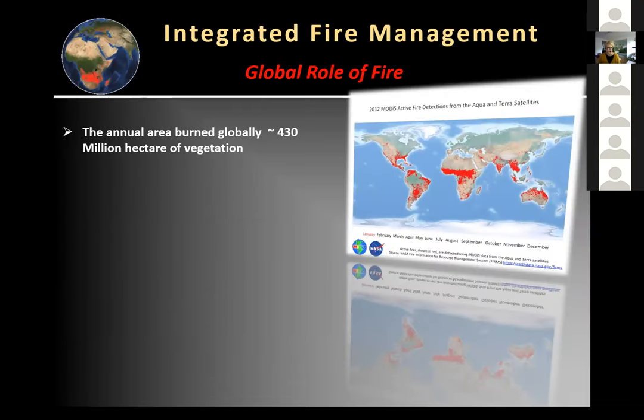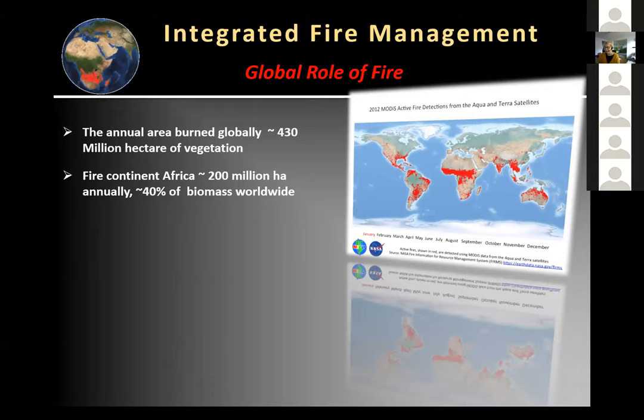So Rosa has set the scene already of the global role of fires. I'll just repeat it again. The global role of fire is quite big. When I started to give these kinds of presentations a couple of years ago, the annual area burned globally was 360 million hectares of vegetation. I recently looked at the literature for the more or less agreed area burned globally, and it has increased to 430 million hectares of vegetation by now.